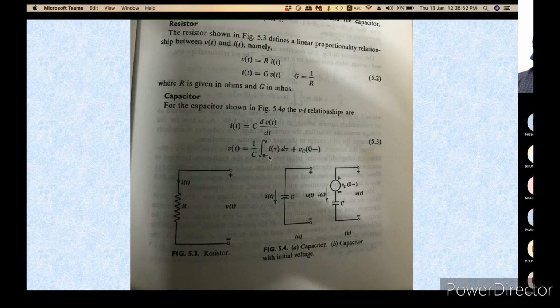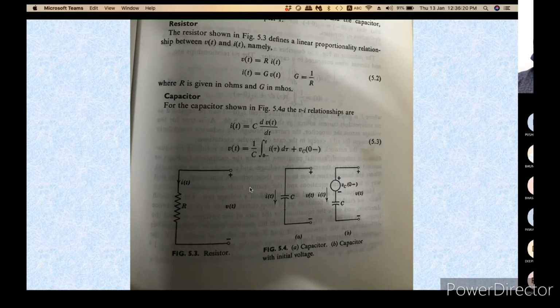So again, it will be the integration of i(tau) d tau. With time again, after integration, it will be the time variable plus, again, whether it is already charged, whether it is switched on for a long time, or whether you are just switching on, this vc 0 minus will also appear, and this will tell you about the initial condition.